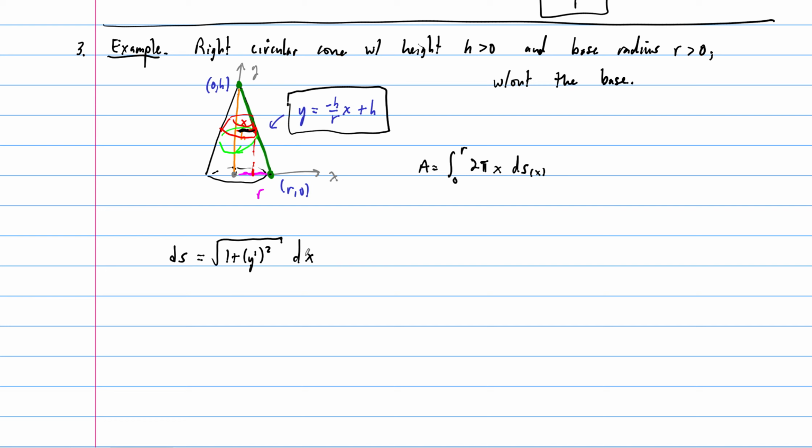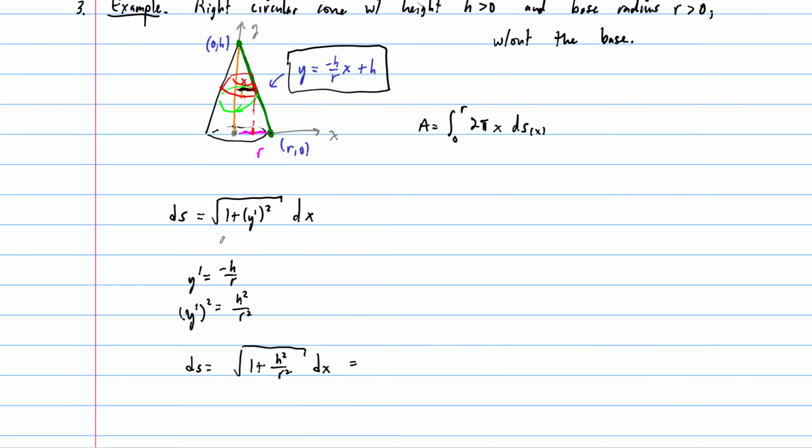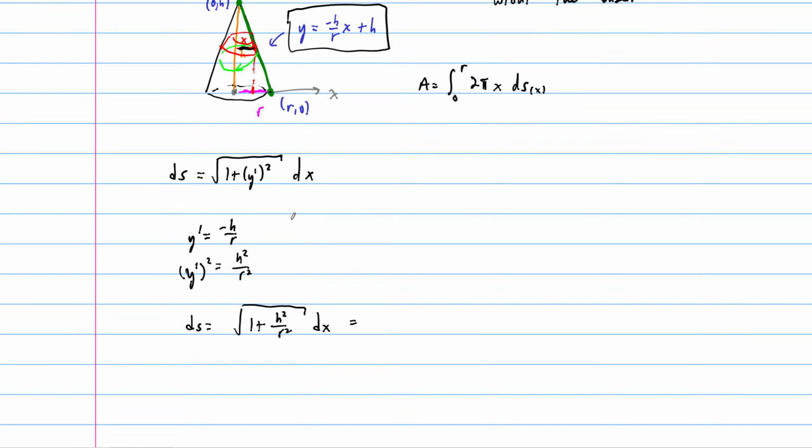All right, and so the derivative, y prime, this is a linear function, it's just minus h over r. y prime squared is just this squared then, h squared over r squared. And then our ds, we can just write it down, is the square root of 1 plus h squared over r squared times dx. This arc length is a constant. And that makes sense because our curve that we're rotating is a straight line. So the arc length is exactly a constant.